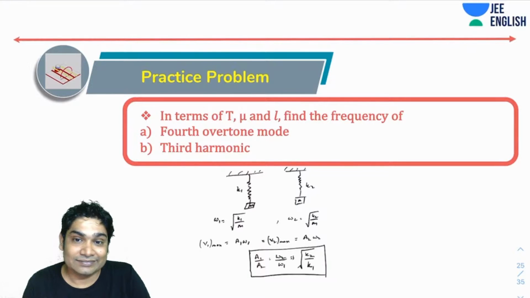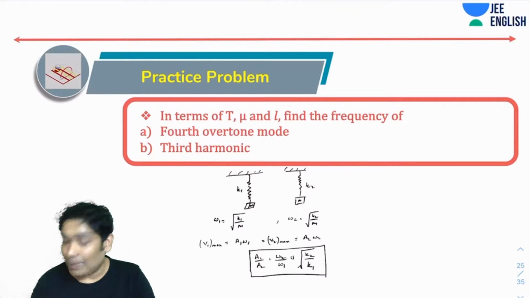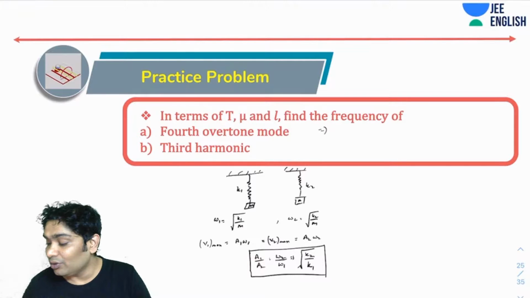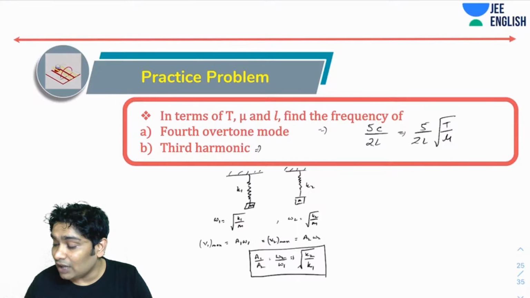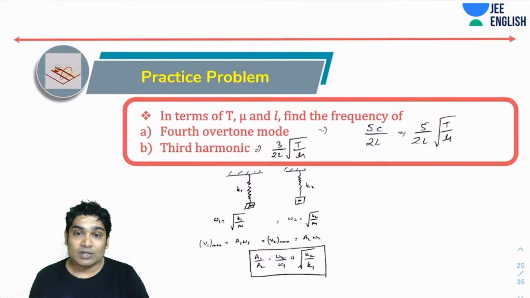Yes, that is correct. Absolutely. So here, fourth overtone means fifth harmonic. So that will be 5C by 2L, and C obviously is root of T over mu, so the frequency is 5 by 2L times root T over mu. Similarly, this is the third harmonic, so this will be 3 by 2L times root T over mu. So this was simple.